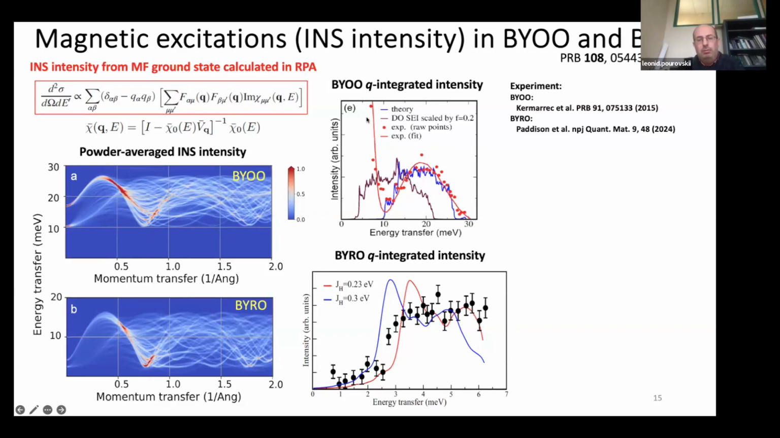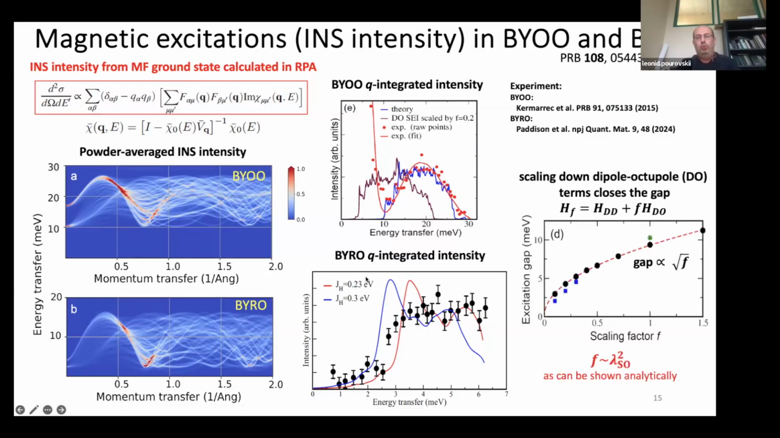And this was compared with experiment, with measurements of Bruce and co-authors. So for example, this experimental spectra integrated over momentum is shown here by red dots, and calculated spectra for just integrating this over Q is shown here in blue. And one sees reasonably good agreement. And for the ruthenium compound also, there is a reasonably good agreement. Actually, the results are quite sensitive to the value of J.